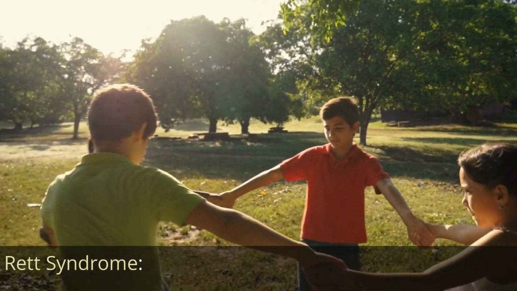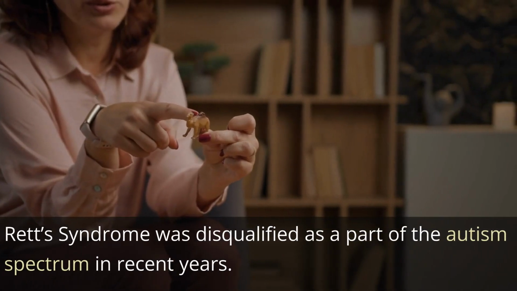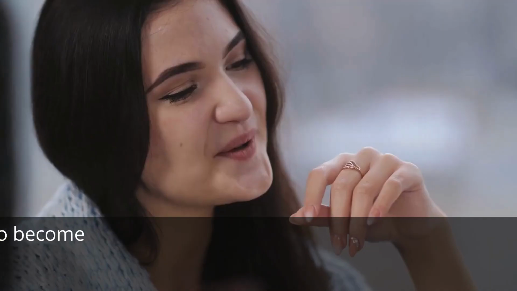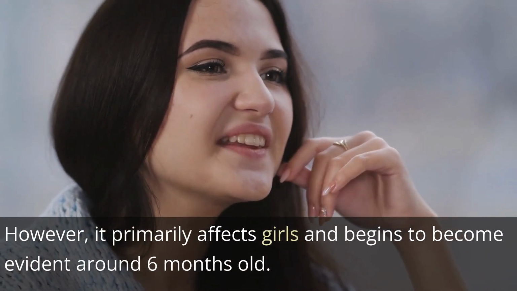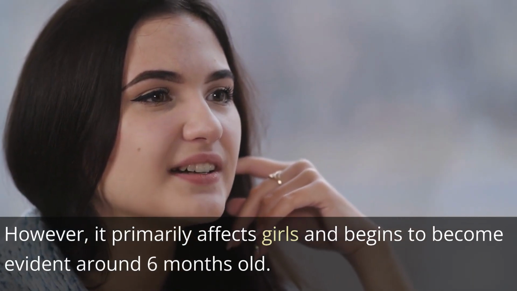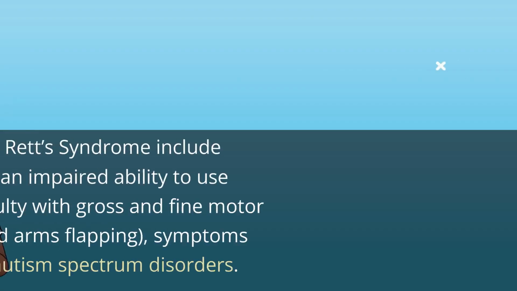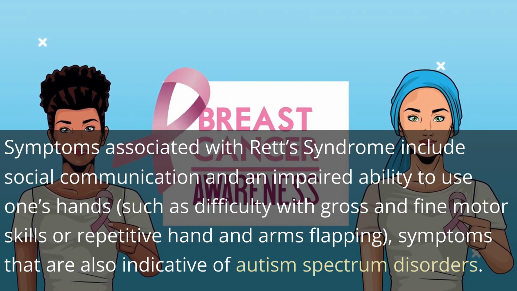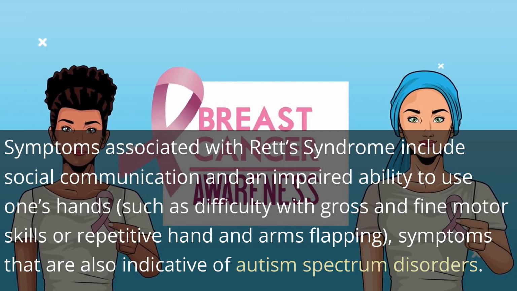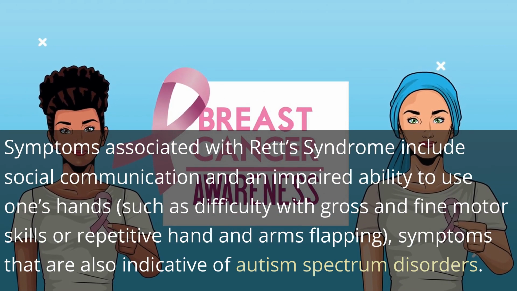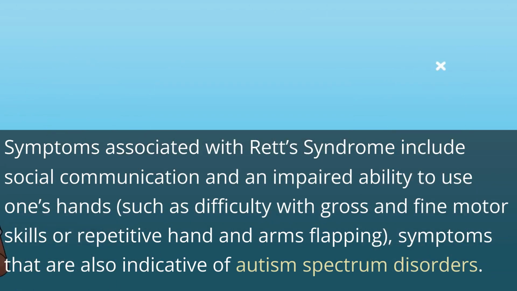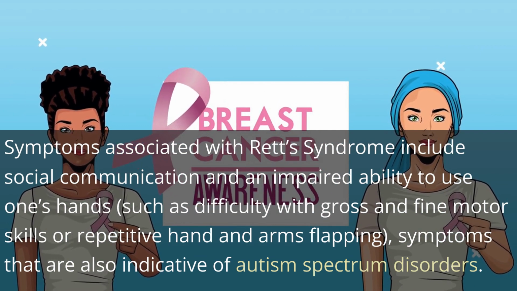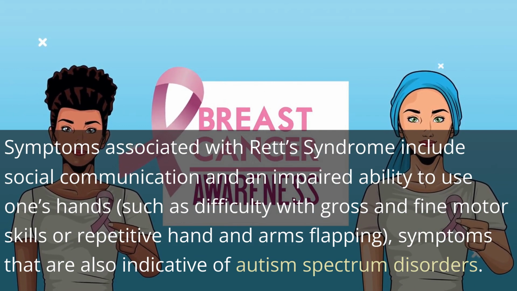Rett Syndrome. Rett syndrome was disqualified as a part of the autism spectrum in recent years. However, it primarily affects girls and begins to become evident around 6 months old. Symptoms associated with Rett syndrome include impaired social communication and an impaired ability to use one's hands, such as difficulty with gross and fine motor skills or repetitive hand and arm flapping. Symptoms that are also indicative of autism spectrum disorders.